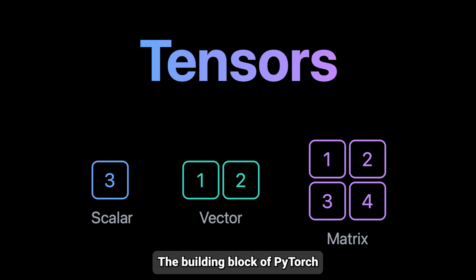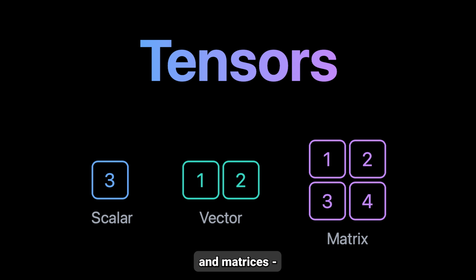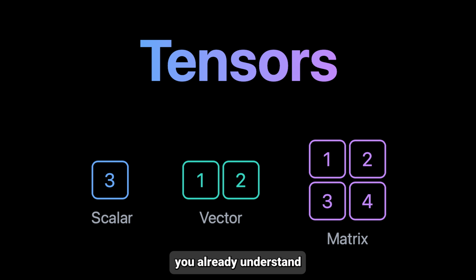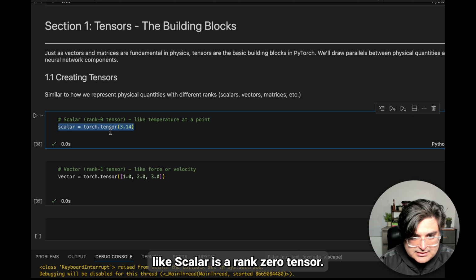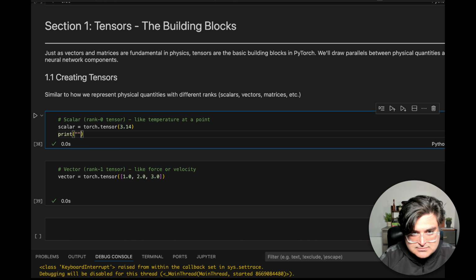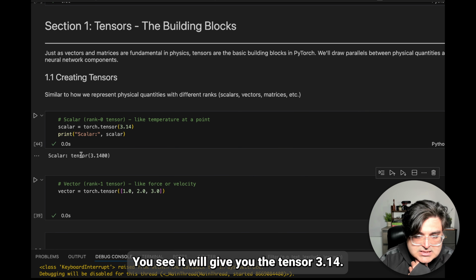The building block of PyTorch is the tensor. Tensor is just like vectors and matrices, a fundamental concept in physics. So if you're coming from a physics background, you already understand intuitively what a tensor is. But any dimensional matrix is known as a tensor. We define a scalar, a rank 0 tensor. And if we print it, you see it will give you the tensor 3.1.